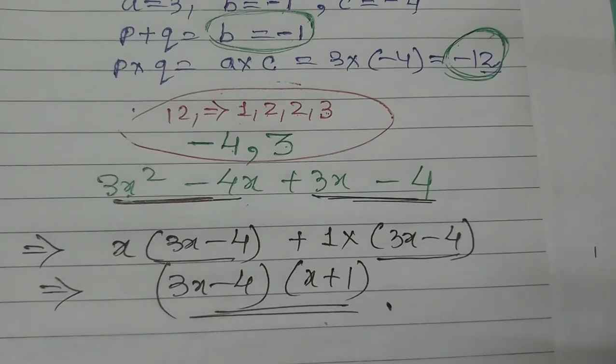So children, very easy. Middle term split. You just have to follow the two rules: on adding and on multiplying. So I think you understood this. Keep practicing, children, and do more questions so that your hands will be free, so that you can do any type of questions anytime.